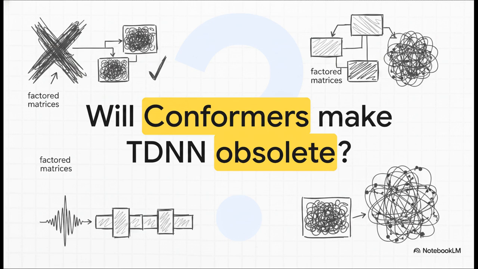Now, the immediate fix for this was the TDNN-F, the factored TDNN, which compresses these matrices. But looking to the future, we have to ask, will models with globally learned context, like conformers that use self-attention mechanisms, just completely render the traditional TDNN obsolete for top-tier accuracy? It's a fascinating question about where machine learning architectures are heading next.